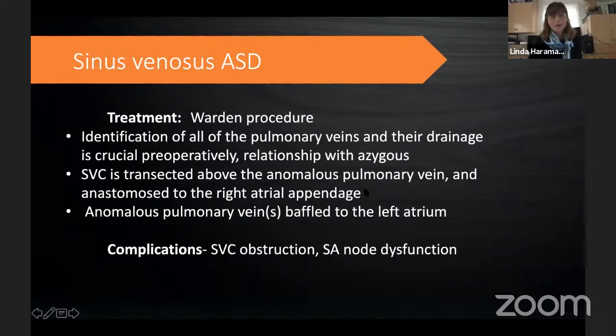So the treatment is the Warden procedure, and identification of all the pulmonary veins and their drainage is crucial preoperatively. And if you have a high up vein, it's important for the surgeon to know what its relationship is with the azygous vein, because in the Warden procedure, the SVC is transected above the anomalous veins and anastomosed to the right atrial appendage. And the anomalous pulmonary veins are baffled to the left atrium. So it's not a straightforward procedure, especially in cases where there are multiple pulmonary veins, including ones draining high up. And it can be complicated. Of course, usually it goes smoothly, but it can be complicated by SVC obstruction or SA node dysfunction.